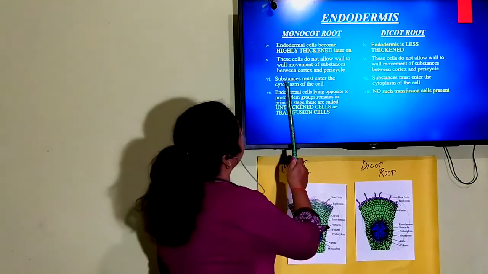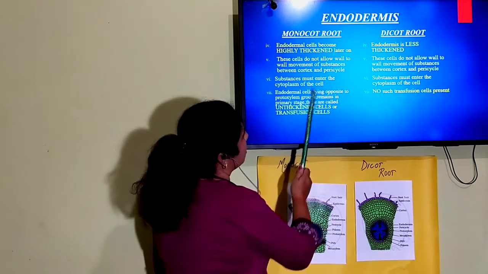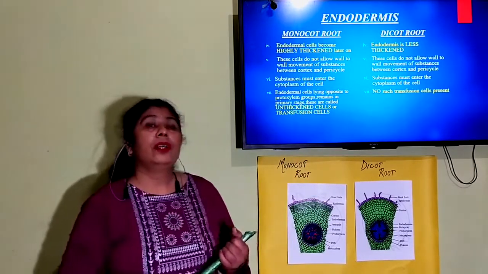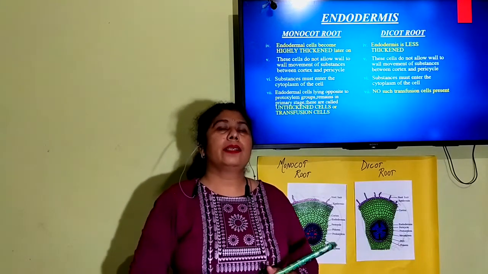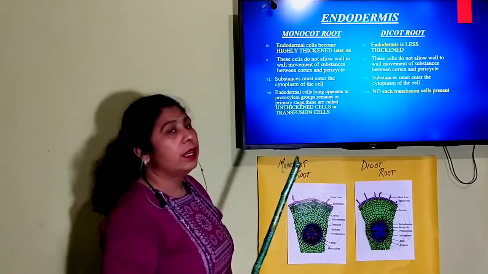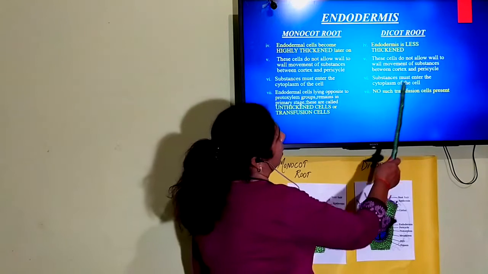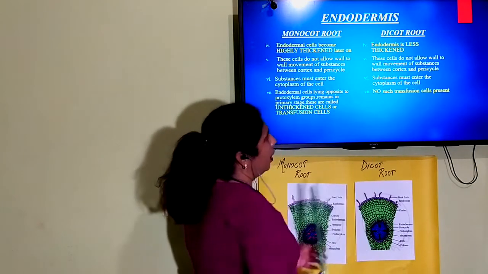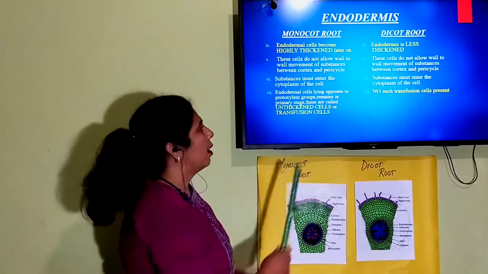Next point, the substances must enter the cytoplasm of the cell. Then how will the substances move? Substances will move through the cells after entering the cytoplasm of the cells. They can move, but they will have to enter the cytoplasm of the cell.